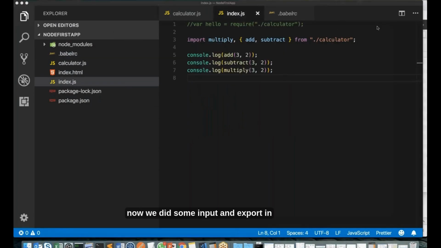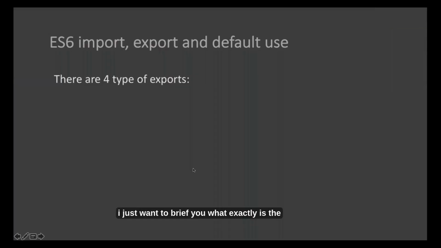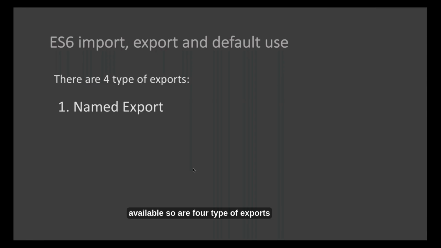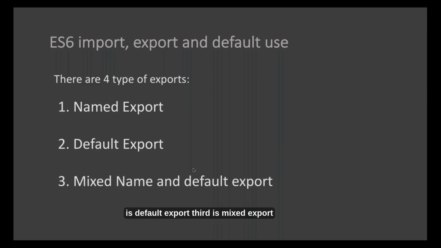Now we did some import and export in the last class, like add, multiply, and divide. So I just want to brief you on what exactly import and export is and how many different types are available. There are four types of exports available. One is named export, second is default export, third is mixed export, and the fourth one is cyclic export, which most of the time we are not using. Mainly we are using named export, default export, and mixed named and default export.